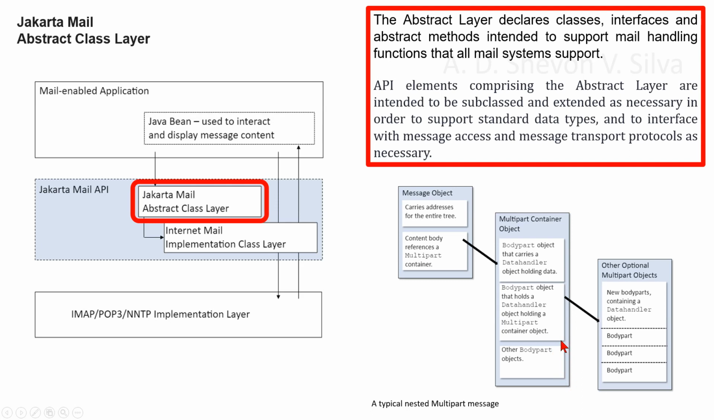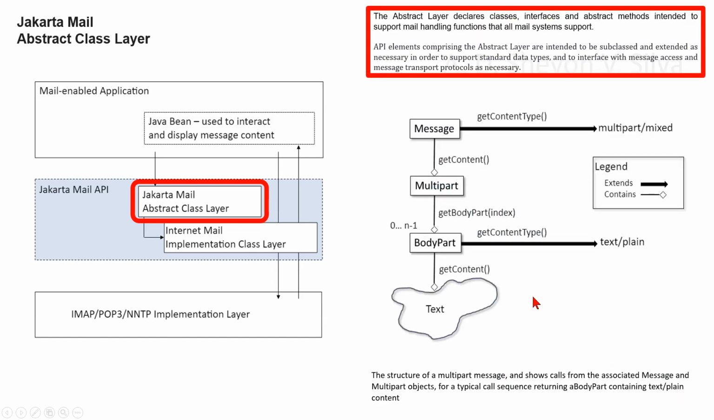Here the body part object that holds the DataHandler object holding the multi-part container object is connected to a new body part containing a DataHandler object. The new body part containing a DataHandler object and other body parts are inside other optional multi-part objects. Here you can see the structure of a multi-part message, and it shows calls from the associated message and multi-part objects for a typical call sequence returning a body part containing text/plain content.